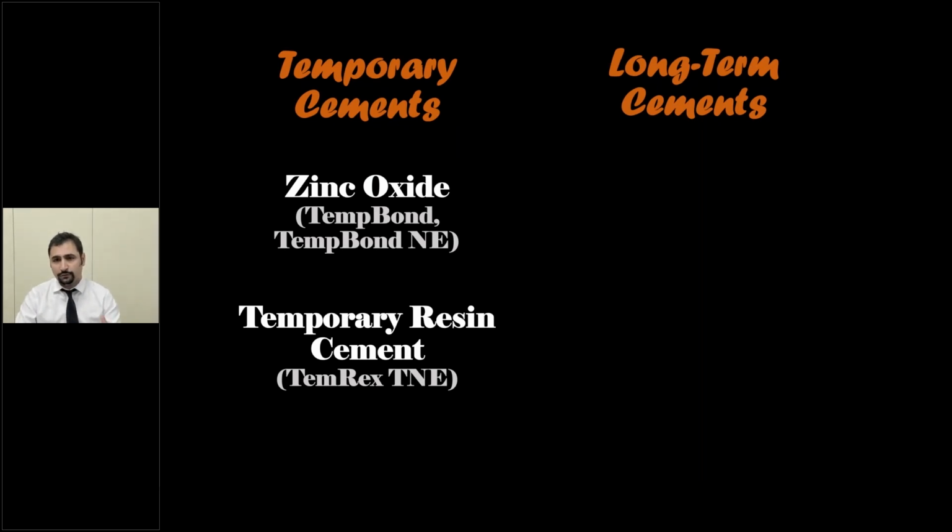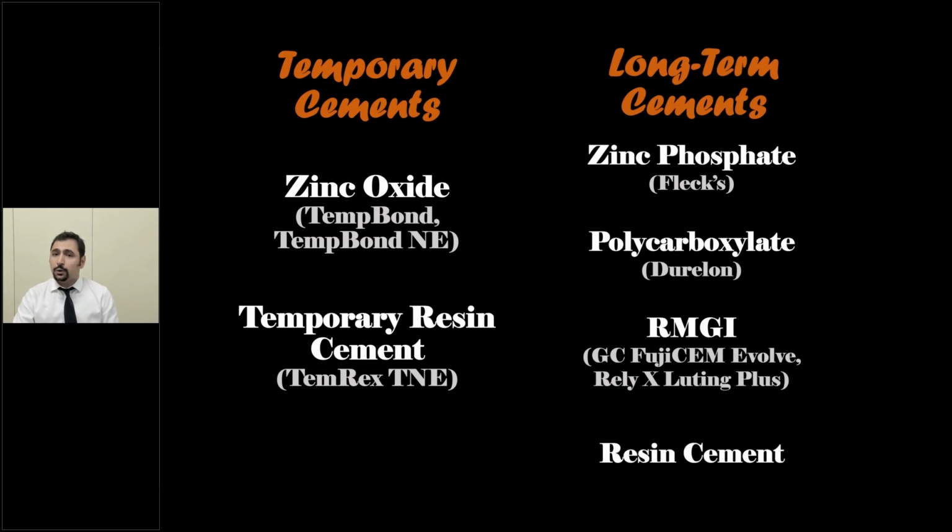Just we need to be careful. It has some resin inside it, so it can bond to the composite and can pull it out after we take out our temporary. Not good. So then we can have long-term cements like zinc phosphate, polycarboxylate, resin modified glass ionomer, and resin cements.